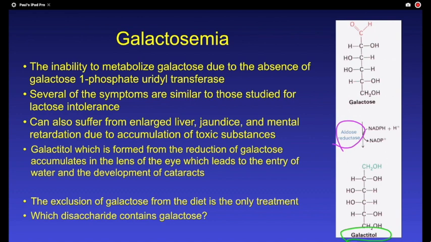If this particular molecule starts building up in concentration, you can suffer from enlarged liver, jaundice. It tends to cause mental retardation. And one other thing is that that molecule tends to precipitate in the lens of the eye, and it is one mechanism to form a type of cataract. So what in the world would be the treatment to stop galactosemia?